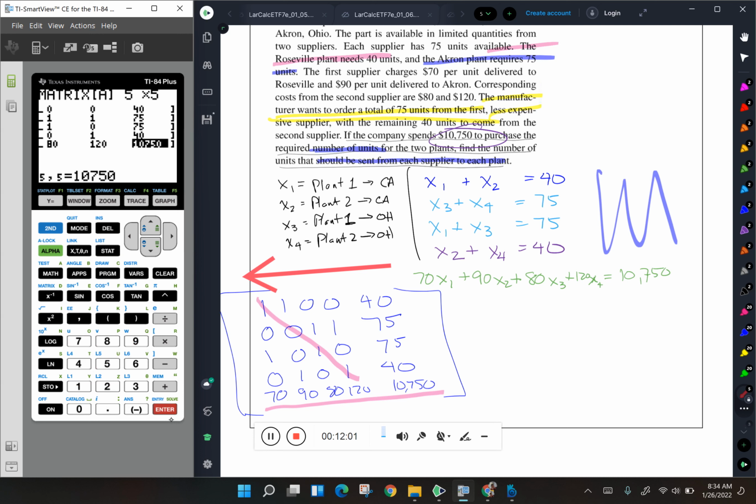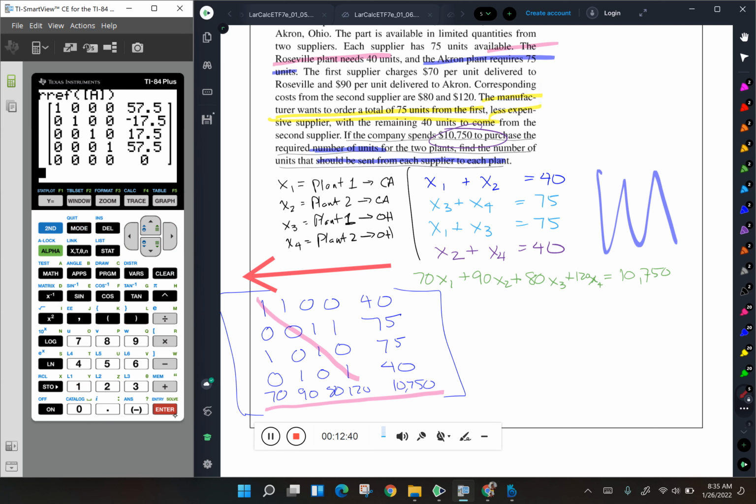So again, this is the place where mistakes can be made. So I'm going to check column by column. That last column looks good up there. Column before that looks good. 0, 1, 1, 0, 80, that looks good. 1, 0, 0, 1, 90, that looks good. And 1, 0, 1, 0, 70, that looks good. So now that I've got that, I'll quit. Second matrix, over to math. RREF on matrix A. And I get this.